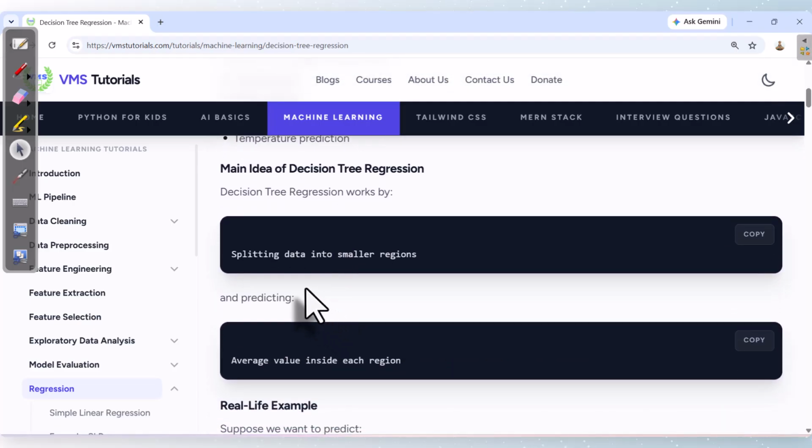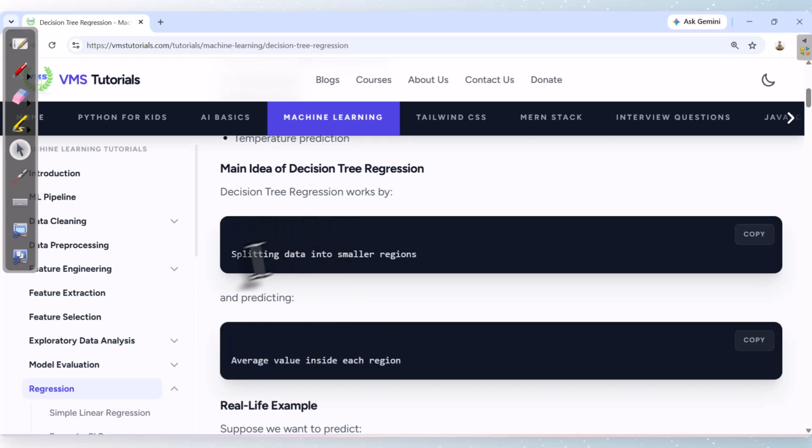So what is the main idea of decision tree regression? It works by splitting the data into smaller regions. The concept is basically that it works like a tree structure, where we split the data into smaller regions. Then we predict based on the average value inside each region. Try to understand the idea; I will explain with an example also.